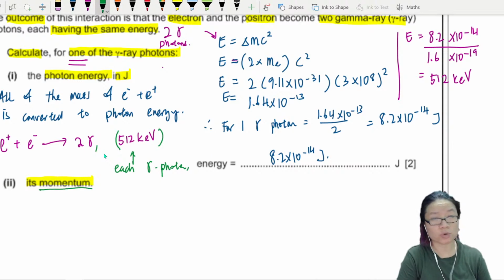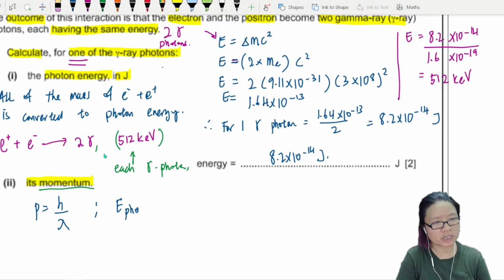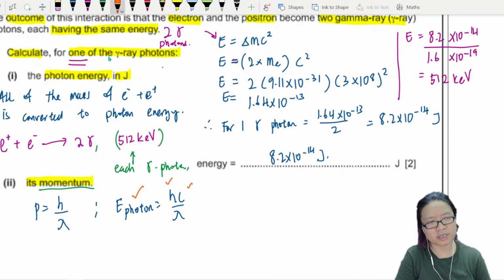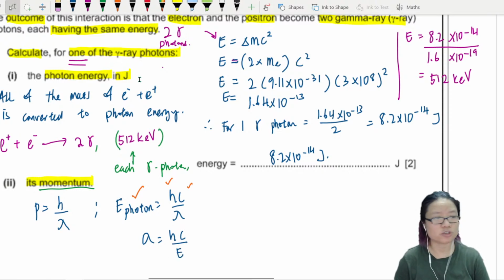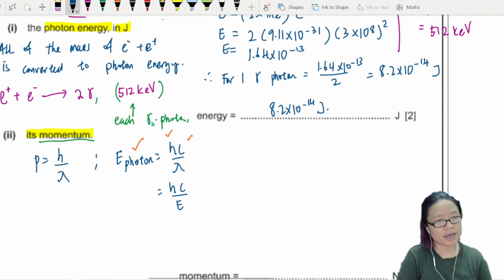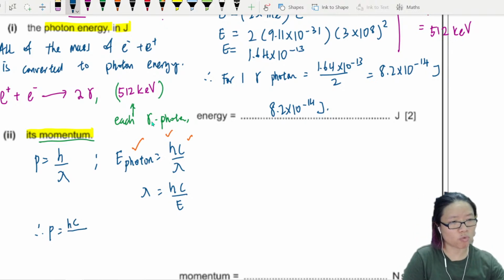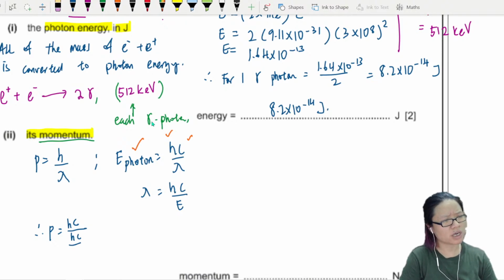So to find momentum, we are going to use the equations that we already learned in quantum physics. Momentum is Planck's constant over lambda, and at the same time, energy of photon is equal to hc over lambda. So what do we have? We definitely have the energy of the photon. We have h, we have c, so we can find lambda. I can rearrange this, and lambda is equal to hc over E, where E is the energy of the photon. Then I'll substitute. So hence, momentum is equal to h over hc over E.